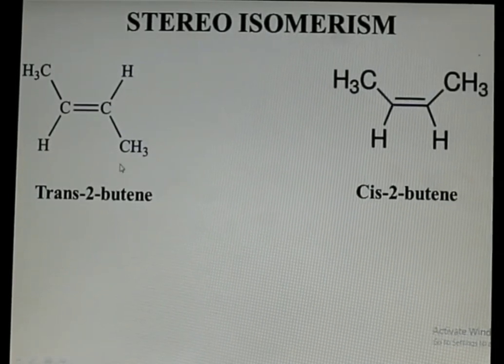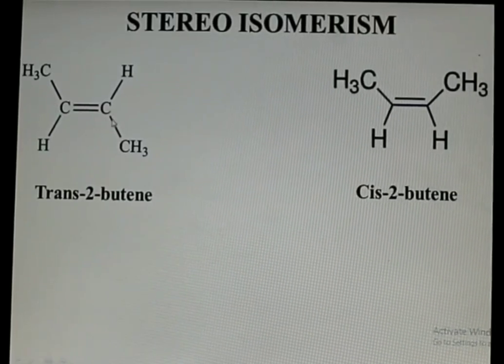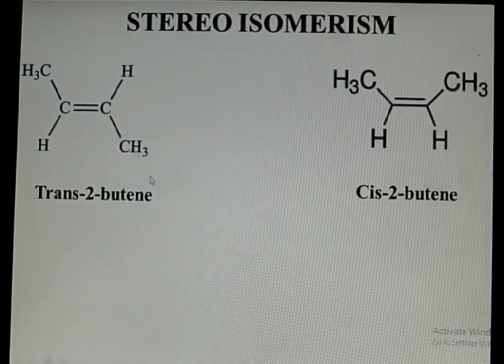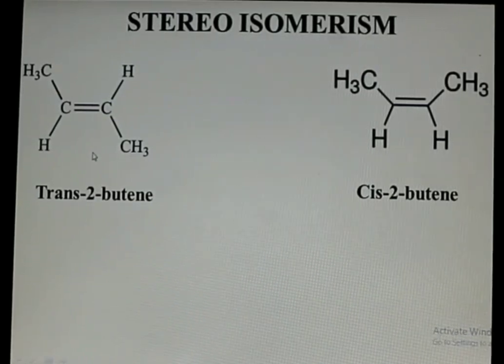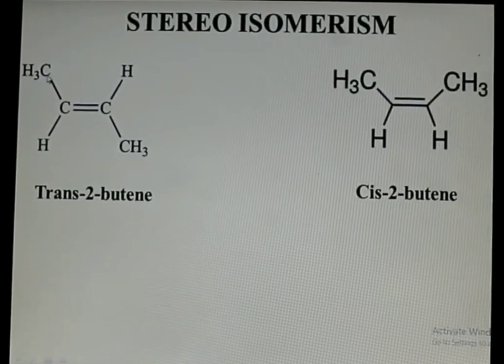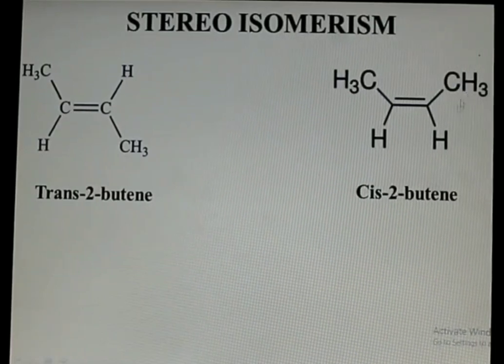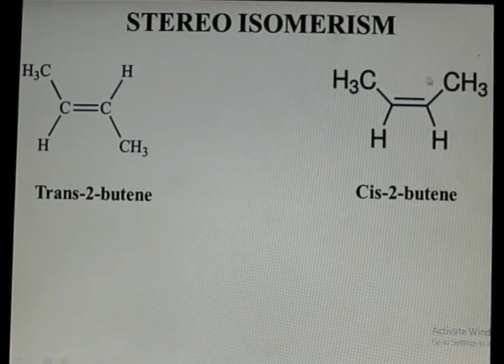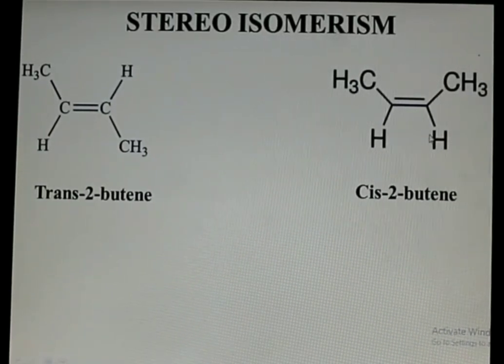Okay, so what is the difference between them? They have the same molecular formula, C4H8. This is also C4H8. They have the same structural formula also, because the bonding is the same, meaning the way atoms are bonded is the same, but they are different in their spatial arrangements. These CH3s are opposite here, these CH3s are on the same side. So they are stereoisomers.